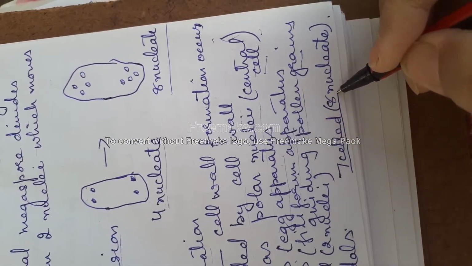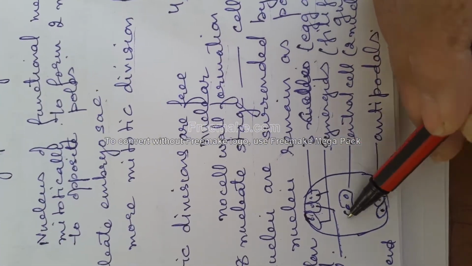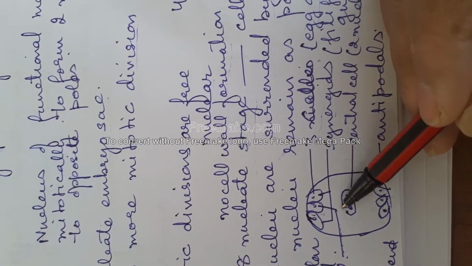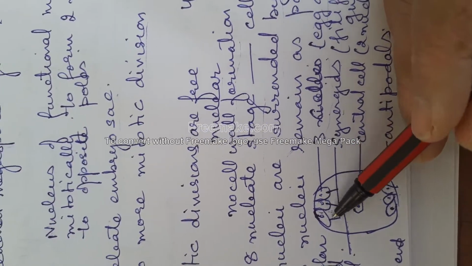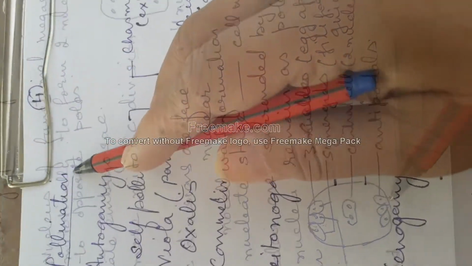Now this stage is called the 7-celled or 8-nucleate stage. These are actually 7 cells. The central cell contains 2 polar nuclei, so this acts as 1 cell. So a total of 7 cells, but they contain 8 nuclei.